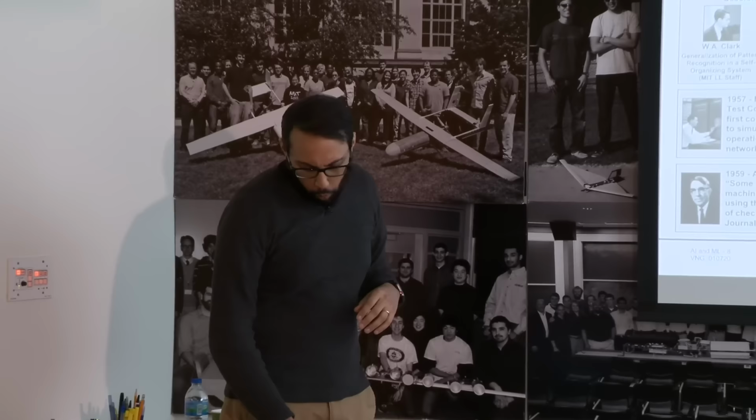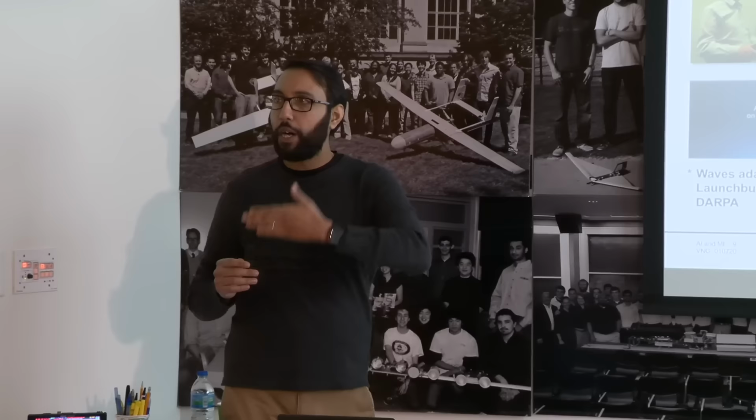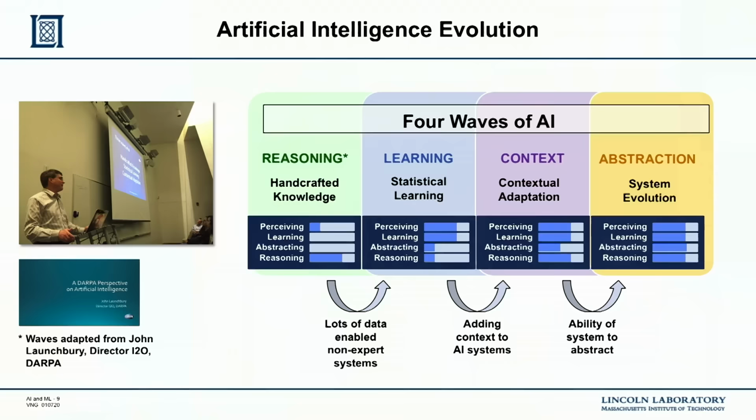I think John Launchberry at DARPA actually put it very well when he talked about different waves of AI technology that have come about. And when he talks about it, he talks about the three waves of AI or the four waves of AI. And the first wave, which you can kind of think of as the first decade of AI technology, resulted in a lot of reasoning-based systems which were based on handcrafted knowledge. So an example of an output of this would be an expert system, right? So a lot of work in that. So if we take the four dimensions that John Launchberry suggests of the ability of the system to perceive, learn, abstract, and reason, these are typically pretty good at reasoning because they encoded human knowledge, right?